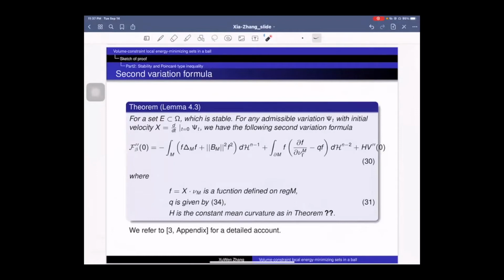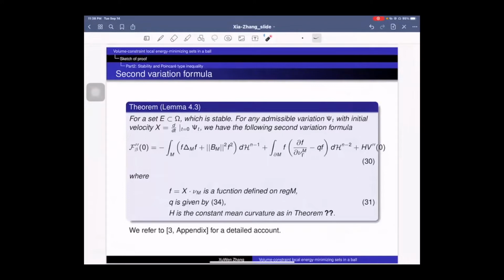In the previous video, we constructed a smooth cutoff function, and in this video, we will continue the proof of the Poincaré type inequality, and finally, we will use this inequality to prove some rigidity results when the ambient domain omega is taken to be a Euclidean ball.